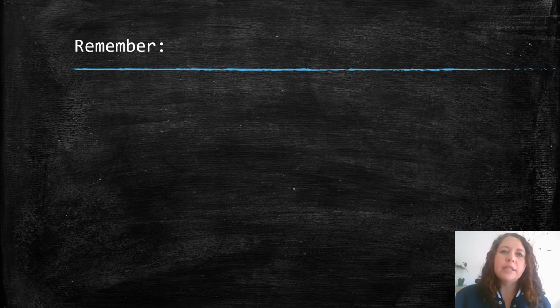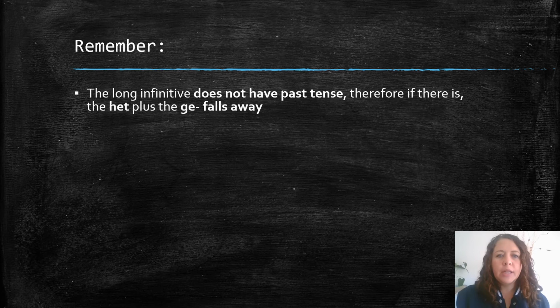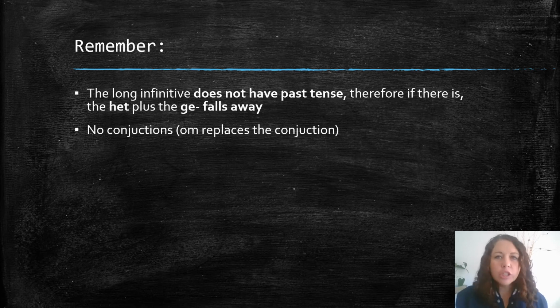So with infinitive, there are a couple of things you need to remember. Firstly, there's no past tense in long infinitive. So if the sentence that I've given you is in past tense, you will lose the het and you will lose the ge, and you'll only use the verb. All right. There are no conjunctions. Because te gives you a reason, it's pretty much the same function as a conjunction. So we won't have any conjunctions. If there is a conjunction in the sentence, you will cross it out.